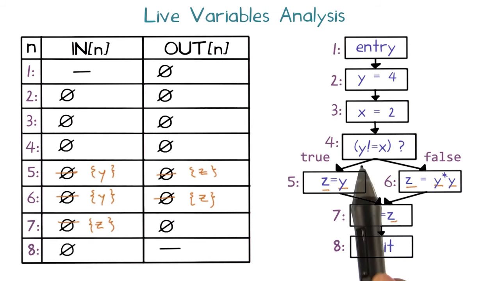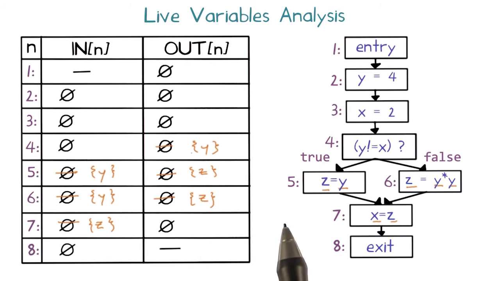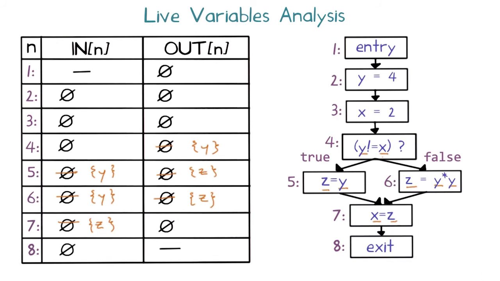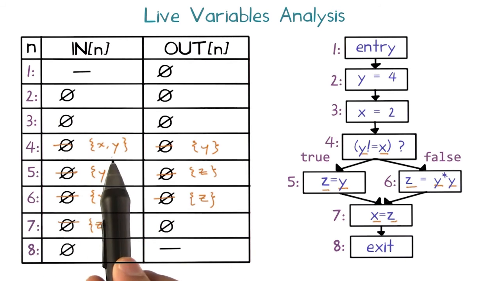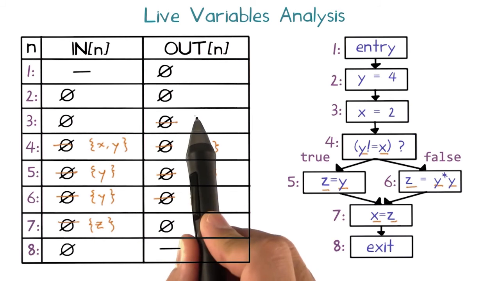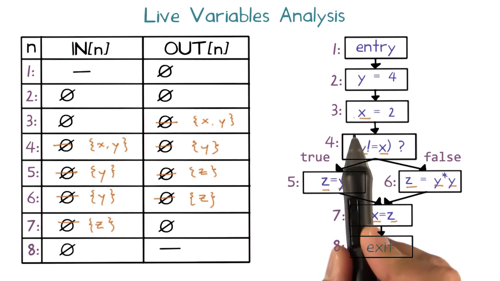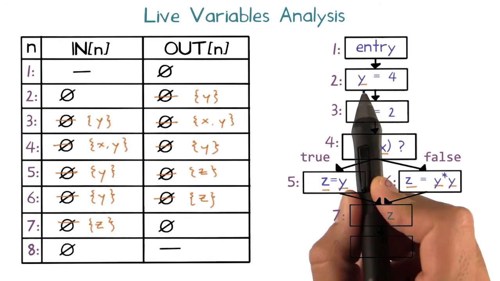Next we have program point 4, which is a condition statement. Its out set is the set y, which is the union of the in sets of node 5 and 6. It uses both y and x without redefining any variables. So its in set is x and y. We then copy over this in set to the out set of node 3. The rest of the example does not use any variables but sets them to constants. Node 3 kills the variable x between its out and in sets. Node 2 kills the variable y between its out and in sets.